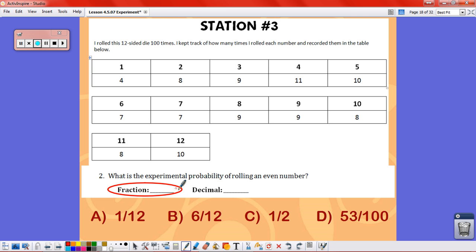Experimental, rolling an even number. 19, 26, 35, 43, 53. 53 out of 100, which is the same as 53/100.